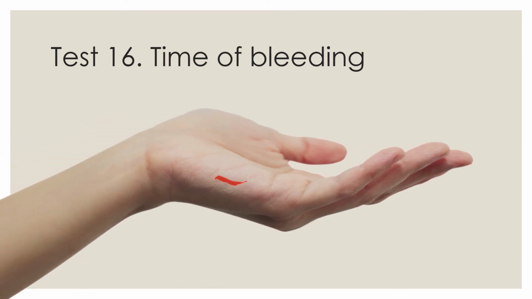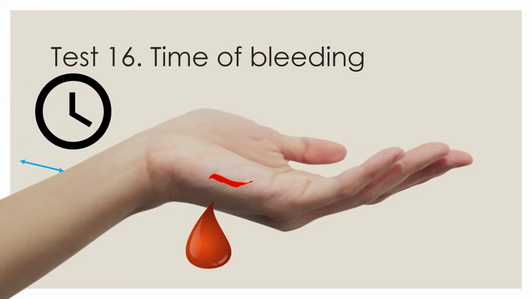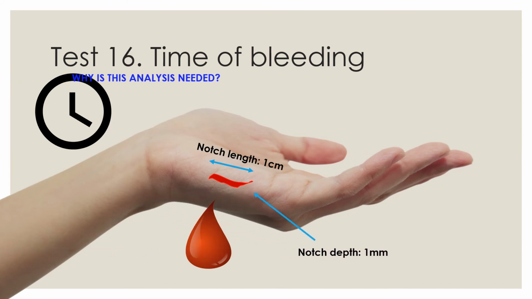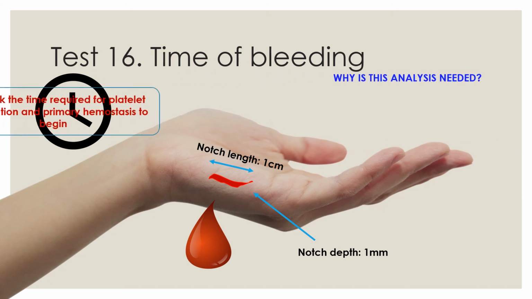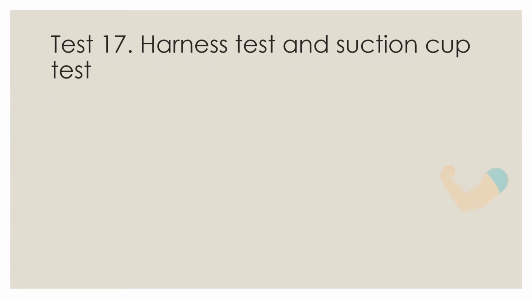Test 16. Bleeding time. Bleeding time is an important indicator, defined as the total time from incision to the end of bleeding. The Duke method is considered the most used method for determining bleeding time. The principle of the method consists of an incision in the hand, a millimeter deep and a centimeter long. With the help of this study, the time necessary for platelet aggregation and primary hemostasis to begin is established.